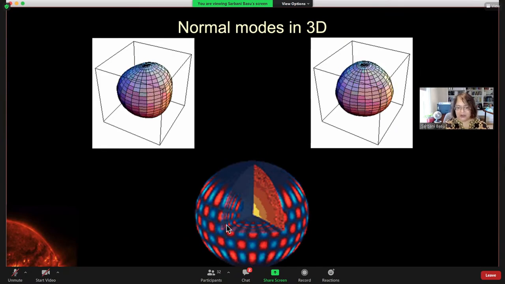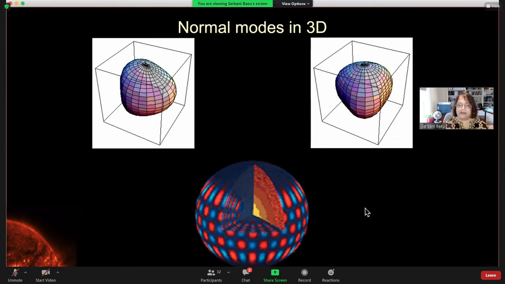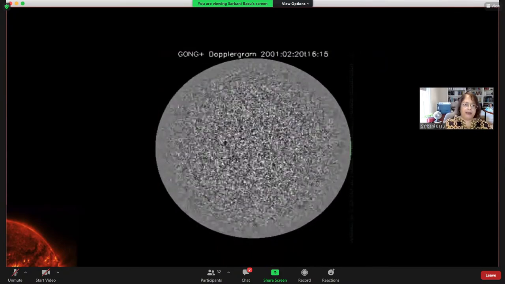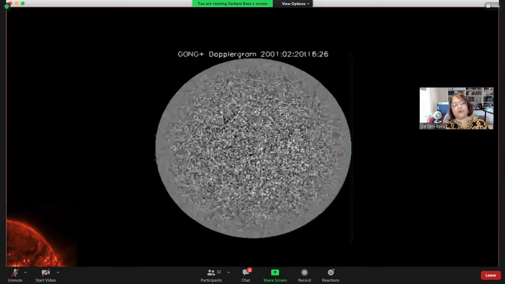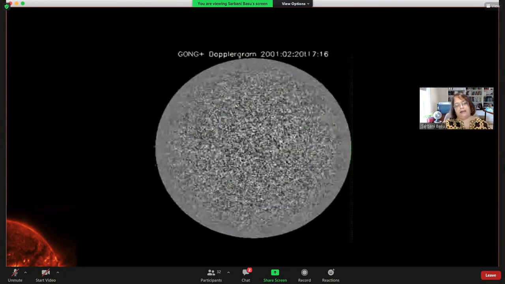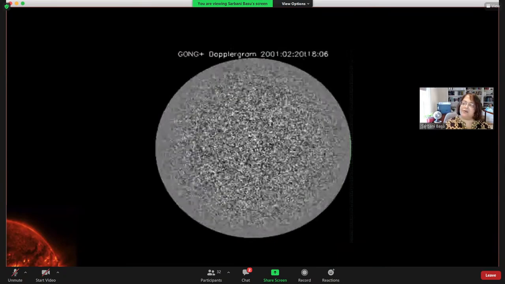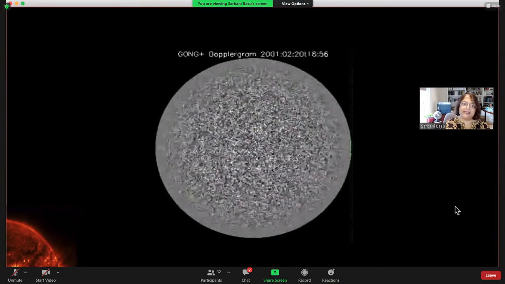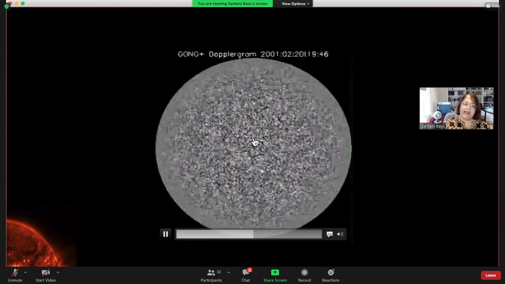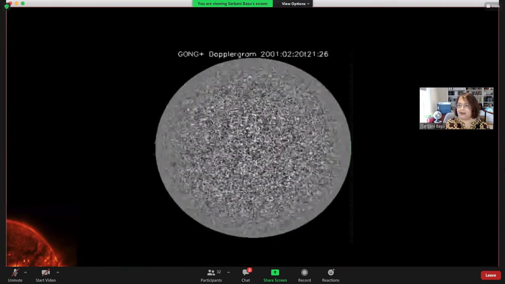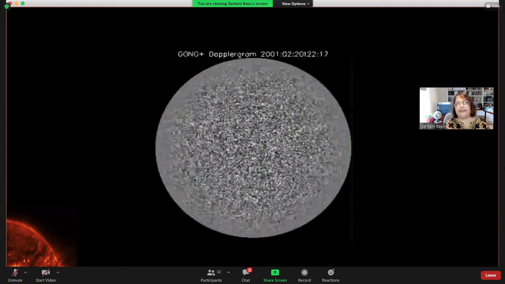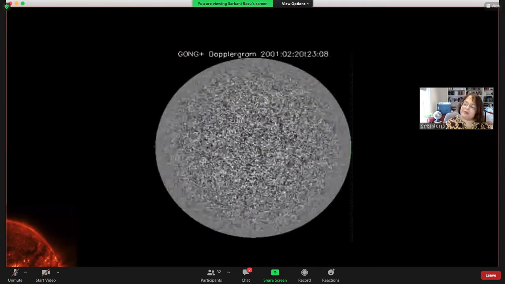The function along the interior, however, is different. Now, sorry, let me go back. Yeah, so this is what the oscillations of the sun would look like. You can see the date on the top. The predominant period of the oscillation is about 5 minutes. So the period is roughly 5 minutes.